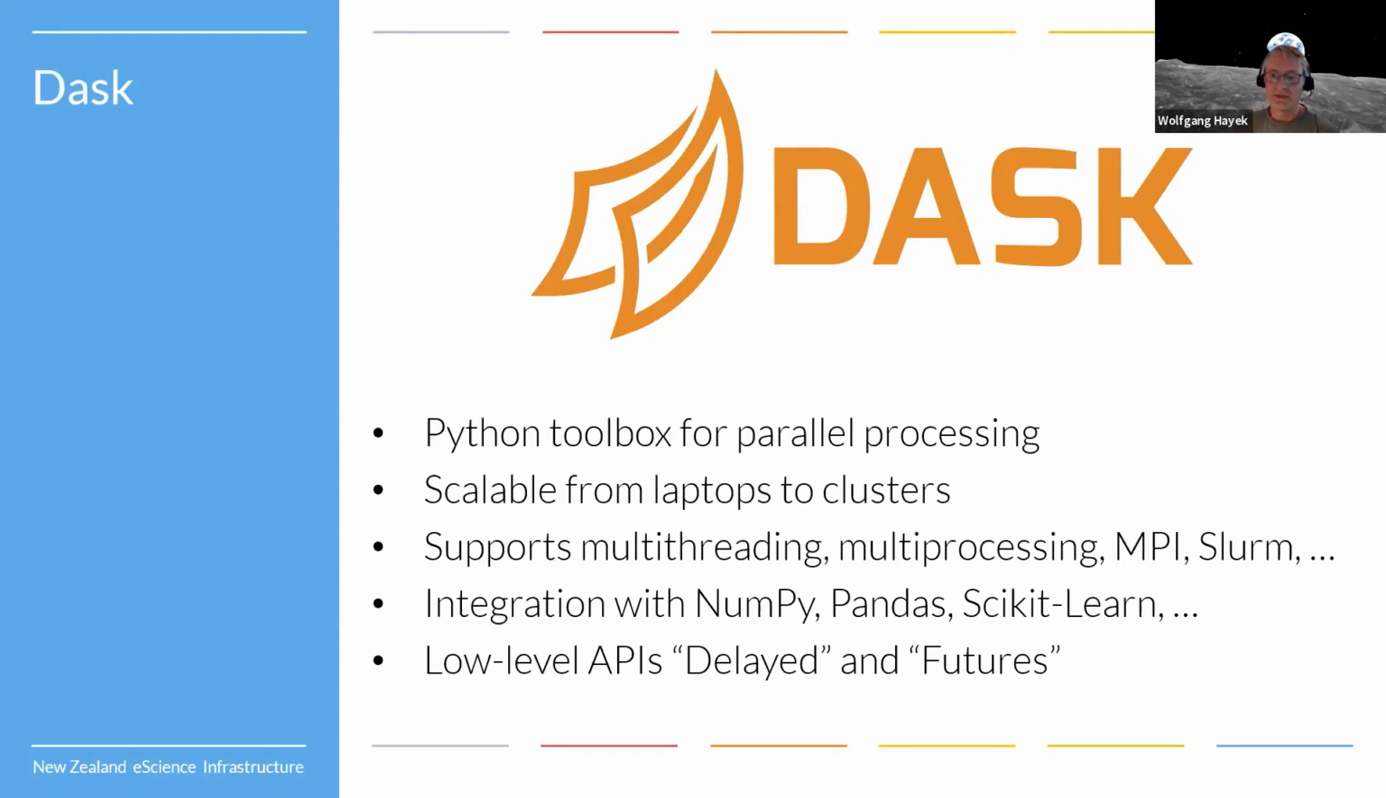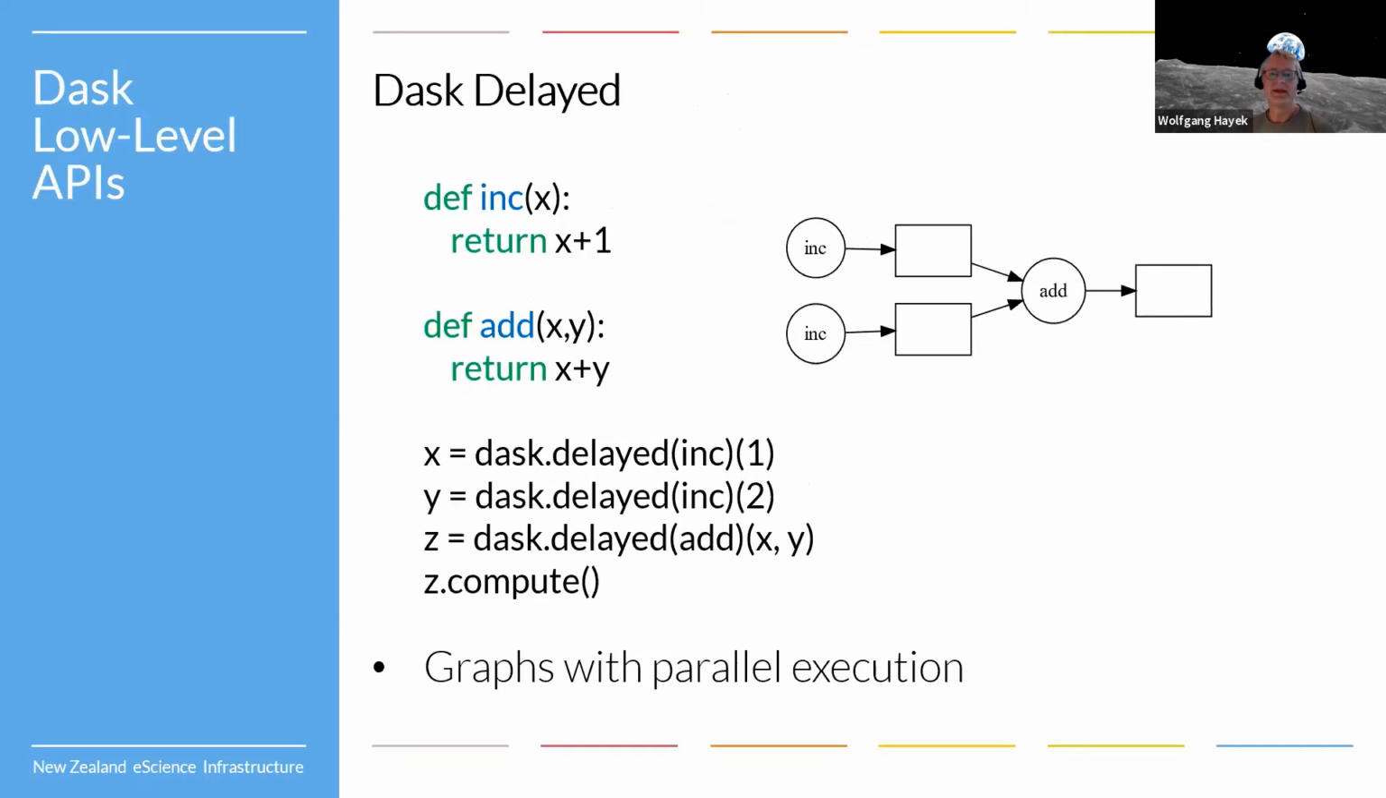I'll go into a bit more detail now about the low-level APIs. That's when you actually have to think a bit more about how you implement parallelization. And Dask has two different kinds, which are called delayed and futures. This is the example that you'll find if you go to dask.org on the web. I didn't use that myself, so I'll just give you the gist of this.